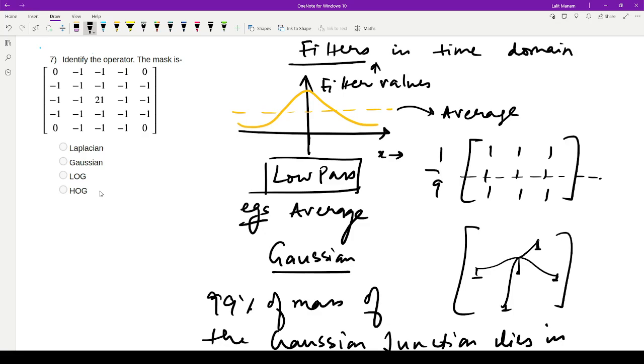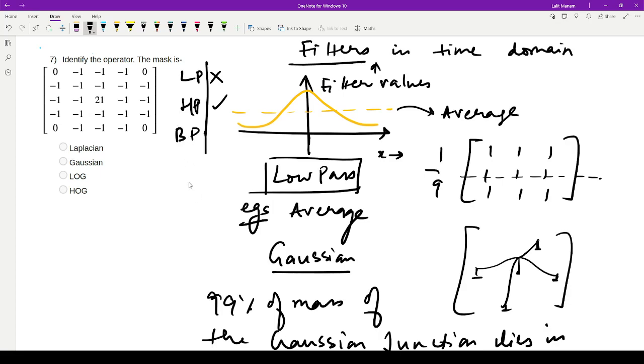Anyways, for this question, is it low pass? Yes or no? No, it's not low pass. Is it high pass? Yes. Why? Because the center value is positive and the other values are negative. It's not a pixel, by the way, it's the filter value at the center. Low pass, no. High pass, someone said yes. What about band pass?